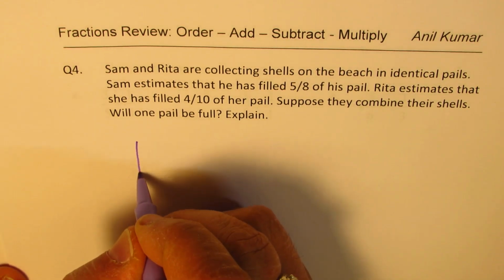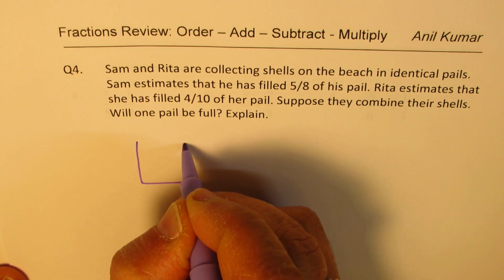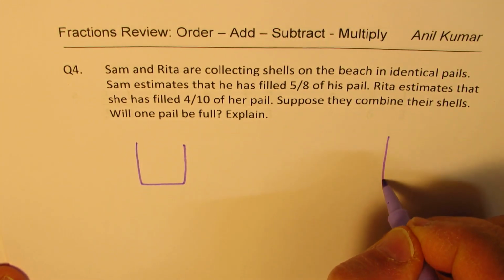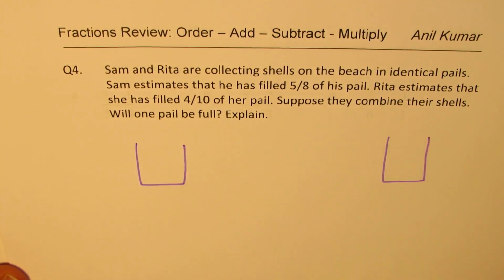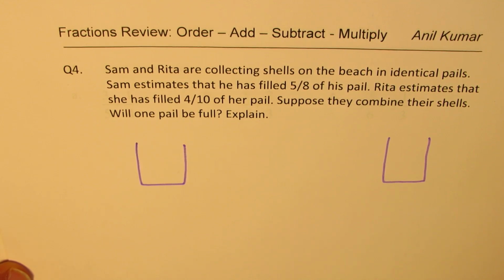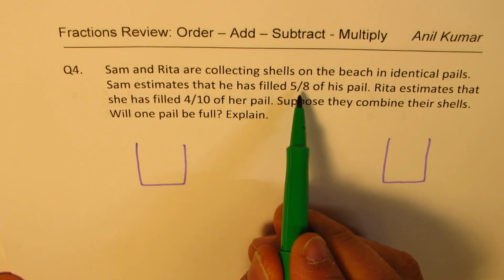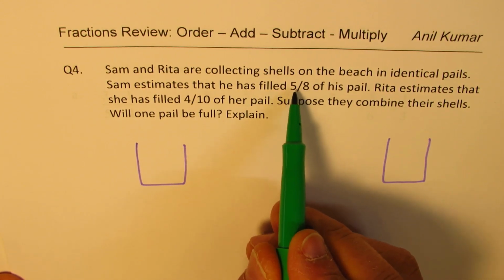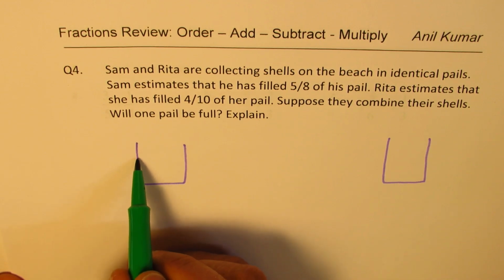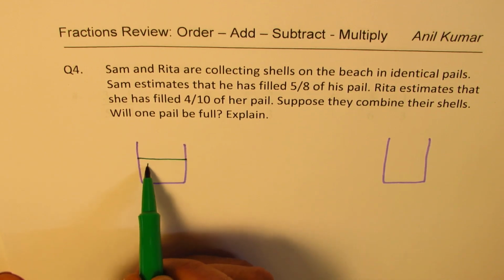So basically what we are saying is that, let's say this is their pail. Both of them have exactly the same pail, right? So let us say, right? Now one of them has filled it to 5 over 8. So 5 over 8 is slightly more than half, right? So let us say this is 5 over 8.